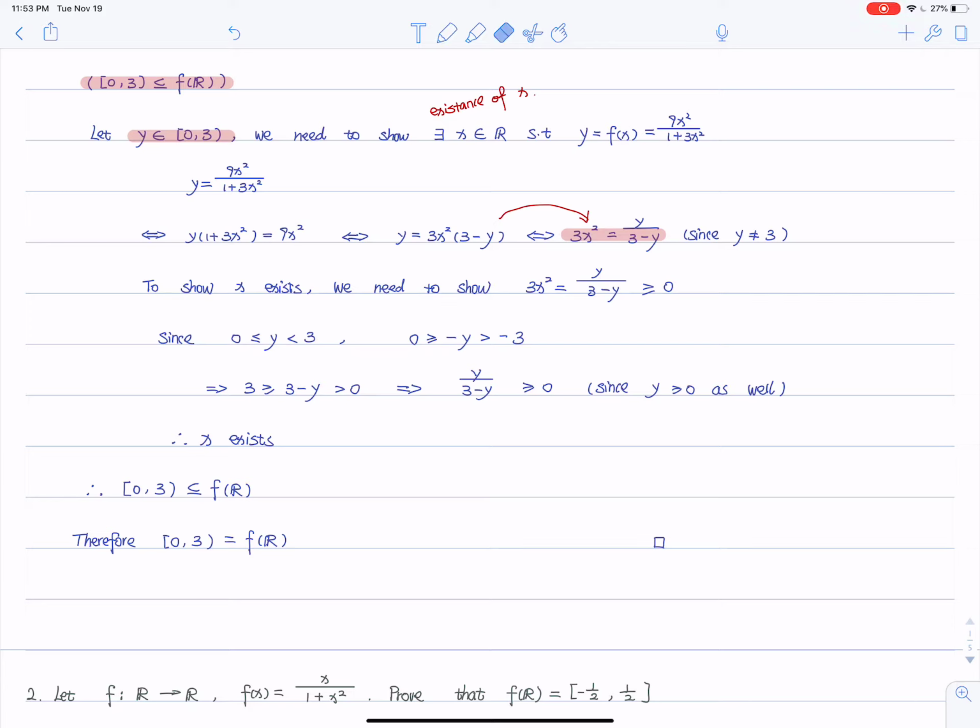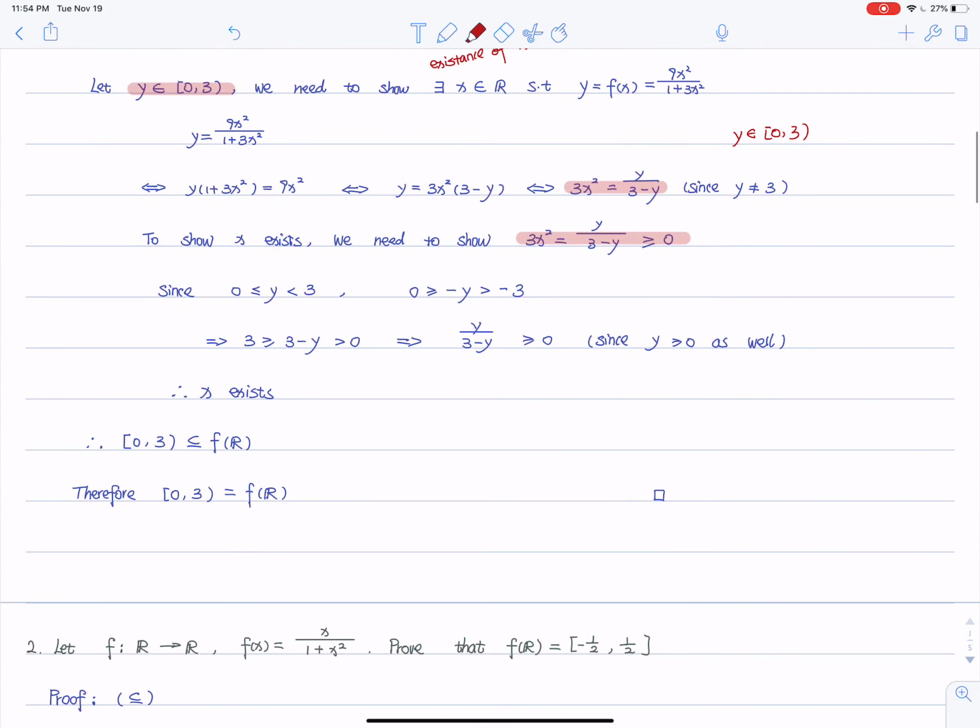We know y is from 0 to 3, so it can never be 3, so the denominator is not 0, that's why you can divide it. Make sure you mention that. Anyway, based on this, we know that our x exists if and only if this whole thing is greater than or equal to 0. If this whole thing is smaller than 0, then our x does not exist. So we want to show this is true.